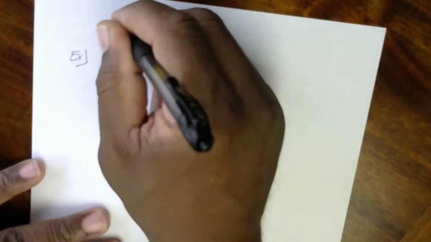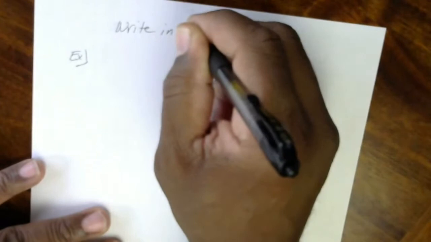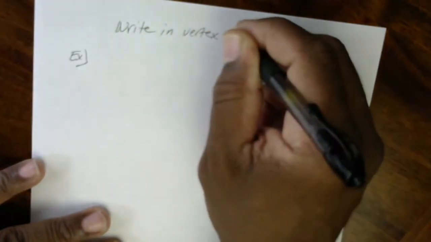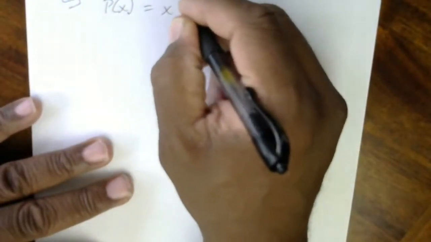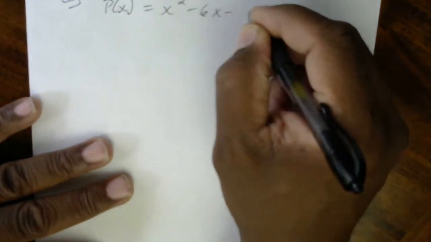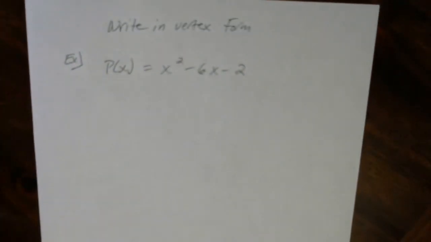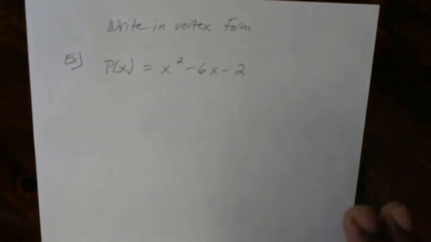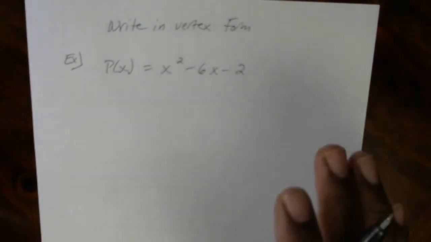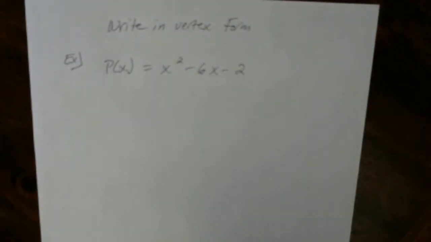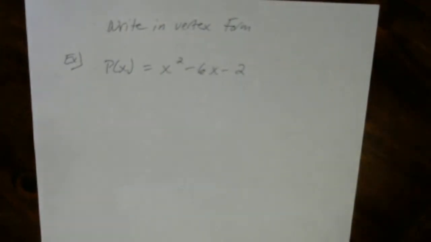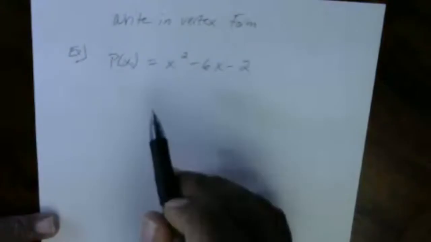All right, so here are the directions. We want to write in vertex form: we have p of x is equal to x squared minus 6x minus 2. So we're going to write it in vertex form, and then while it's in vertex form, we're going to pull out the vertex and the axis of symmetry. We're going to find the minimum or maximum value.